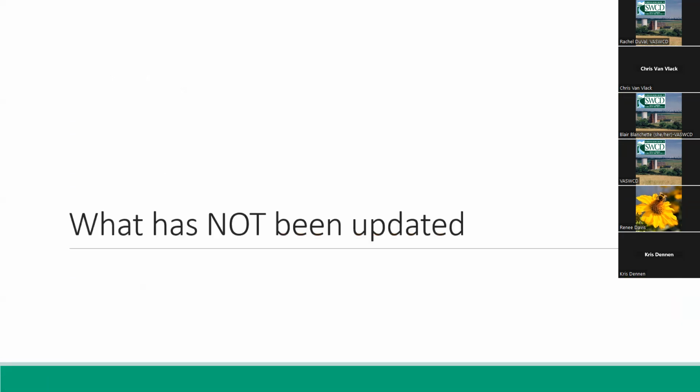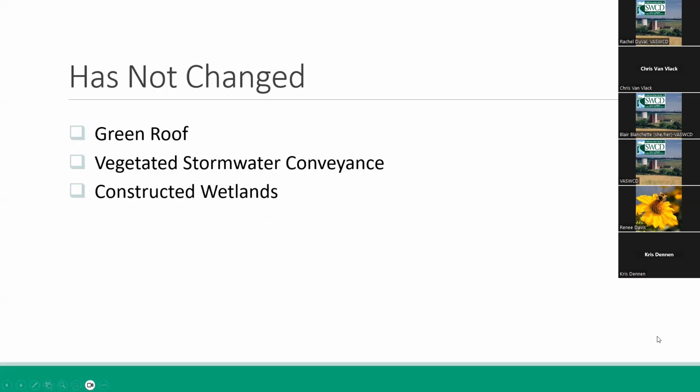Things that have not been updated. And so this next section will go pretty quickly, but if you have questions about the specifications, now is the time to put them into the chat. So there are 3 specifications that have not been updated yet: green roof, vegetated stormwater conveyance, and constructed wetlands. There are least popular practices. They're going to require a bigger time commitment to review, and the clearinghouse is still effective through the next year. So those are going to be the same.